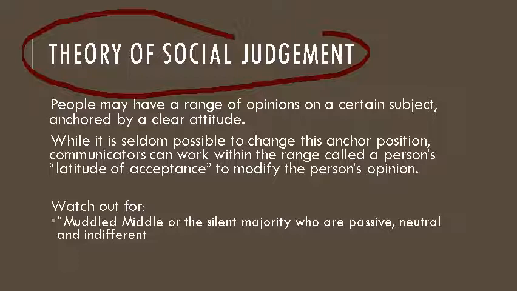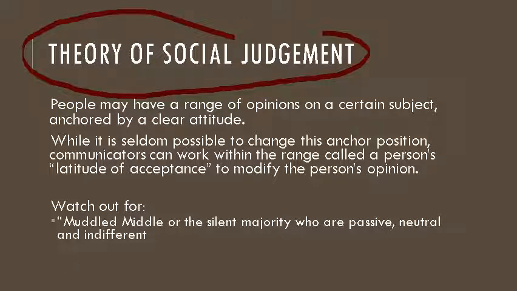So basically, what is this theory of social judgment? Social judgment theory, or the acronym SJT, is a self-persuasion theory that was proposed by Carolyn Sherif and Carl Hovland. It is defined as the perception and evaluation of an idea by comparing it with current attitudes.